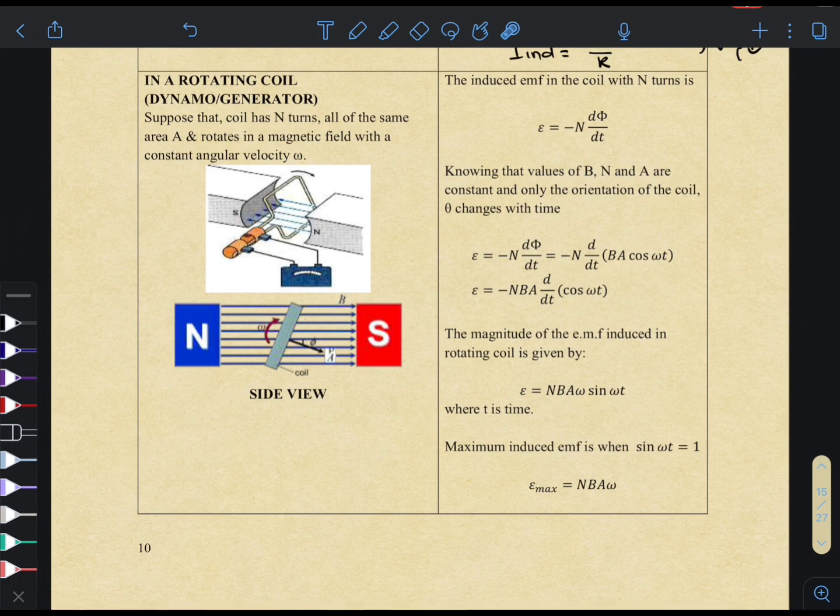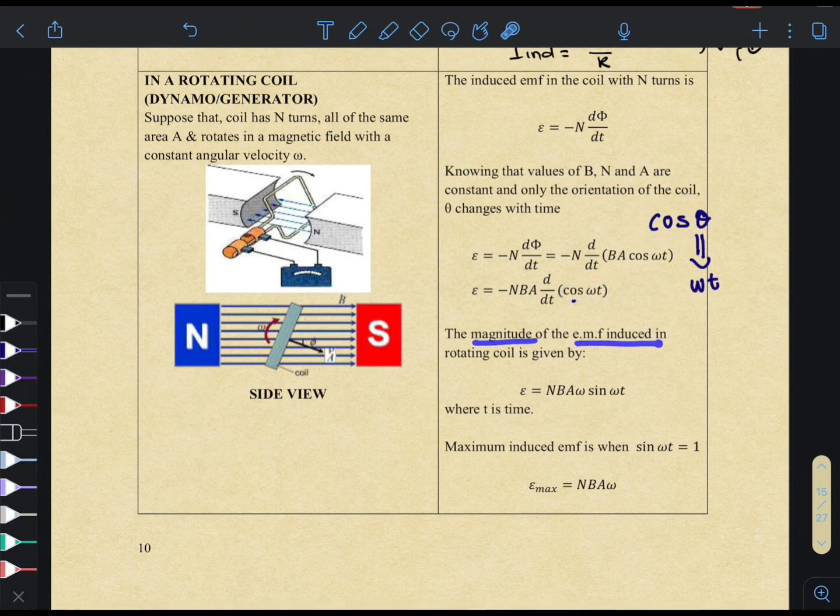Therefore, your EMF is equals to negative N d flux over dt can be written as negative N d BA cos omega t dt. Okey, selalu kita kata cos theta, betul tak? Theta ini adalah angular displacement in terms of rotating object. So, kita substitute dia dengan angular velocity darab dengan time. So, you're going to get EMF is equals to negative N BA d cos omega t over dt. Sebab apa yang tengah berubah adalah dia punya orientation, dia punya angle yang berubah. So, we are going to differentiate the term cos omega t dekat sini.